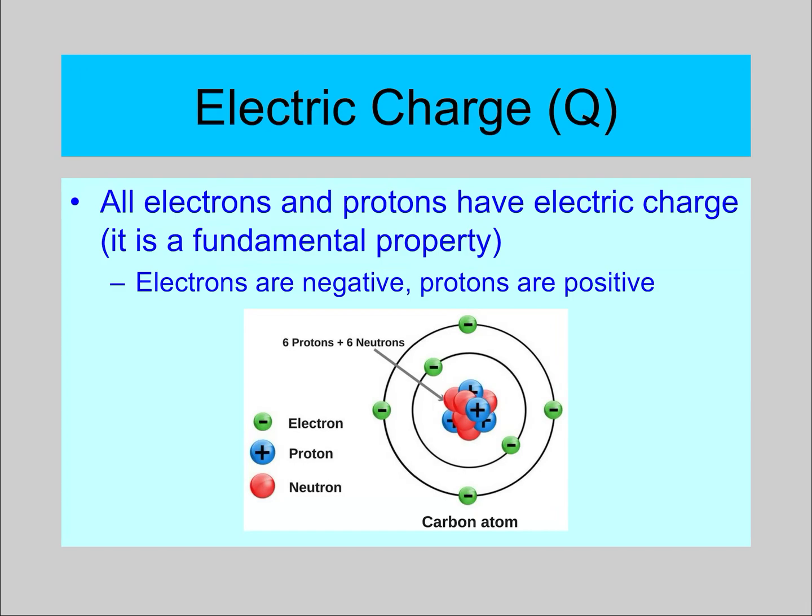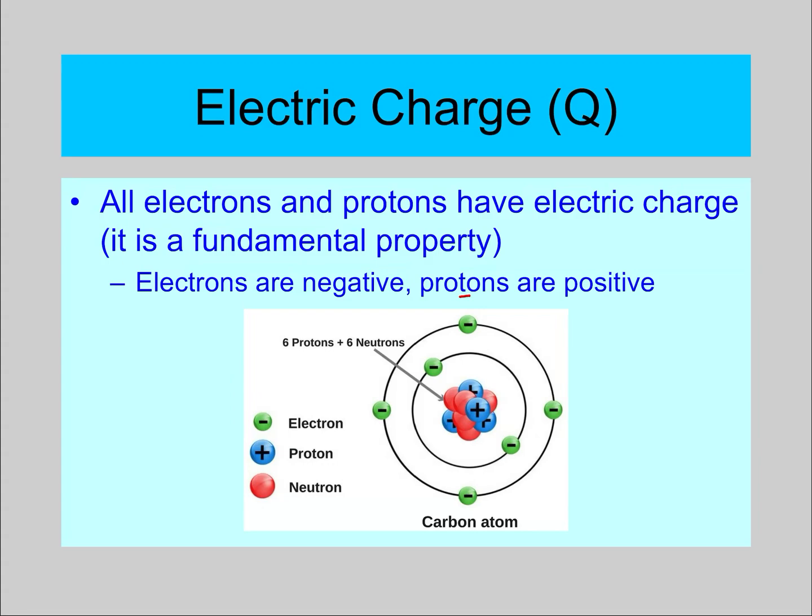So electric charge is something that all electrons and protons have. It's what we call an inherent property, meaning it cannot be separated. It's part of it. It's ingrained. And it's also a fundamental property that we talked about. Electrons are negative. Protons are positive.